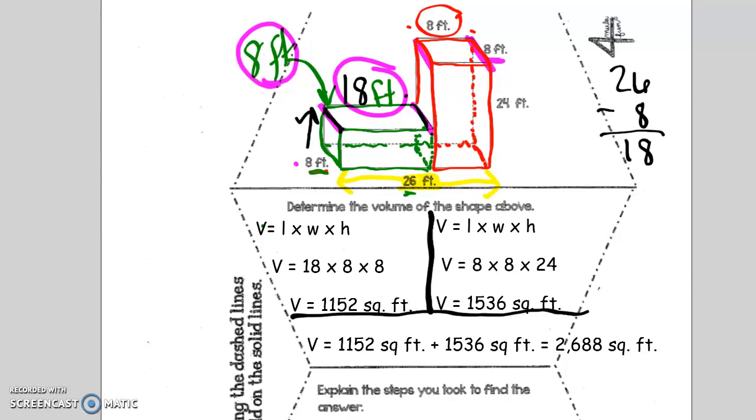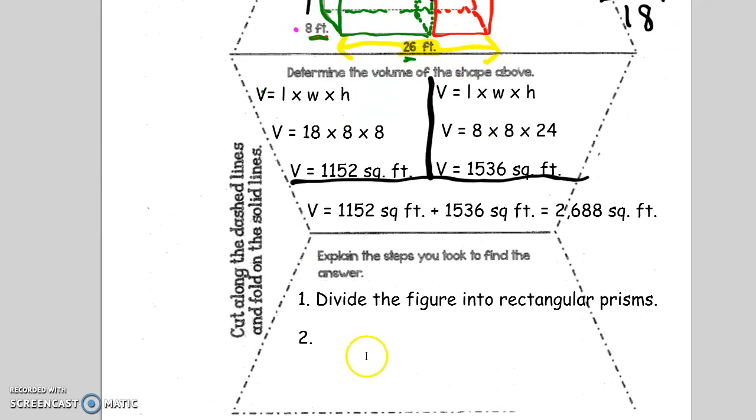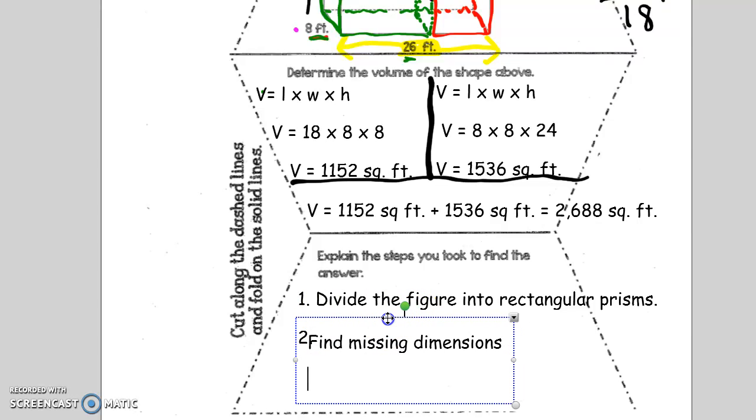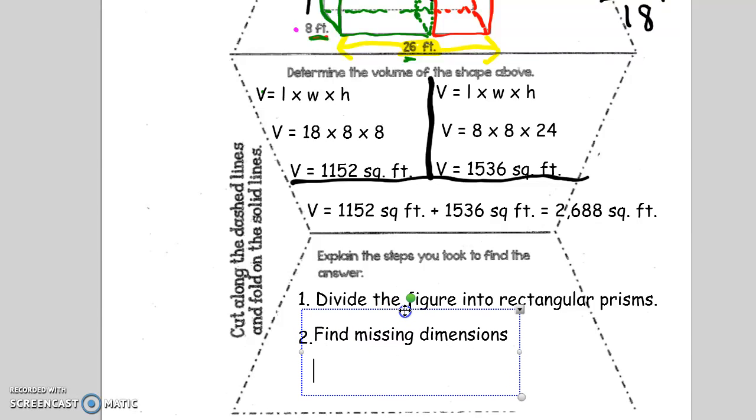All right, let's go back down to our steps. Step 2 is find missing dimensions. You spell it right too, all right? Okay. Oh, it's got a little wonky, didn't it? Hold on. Okay. All right, step 3. We found the volume of each prism.